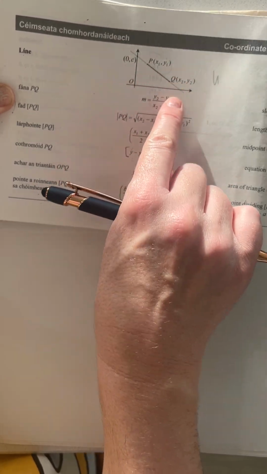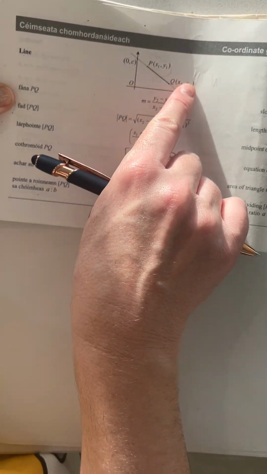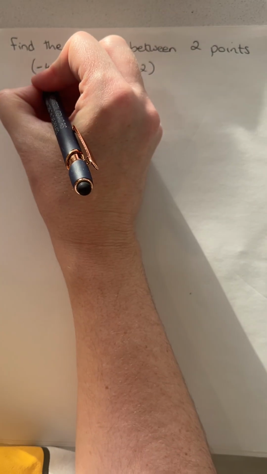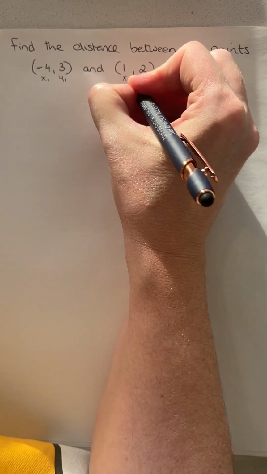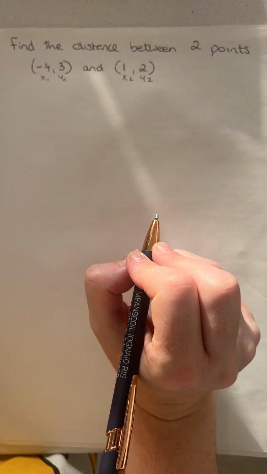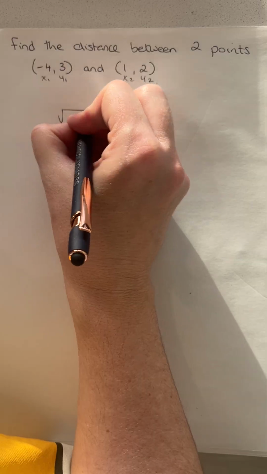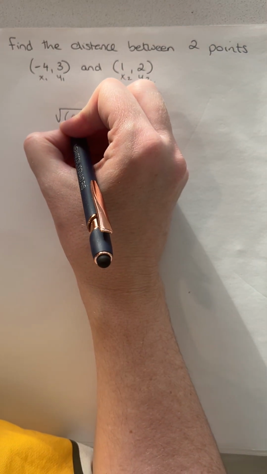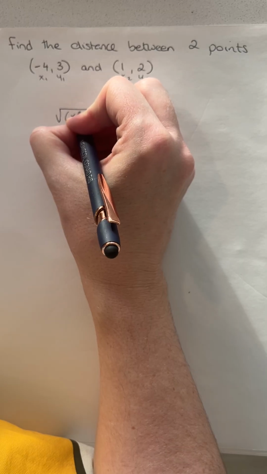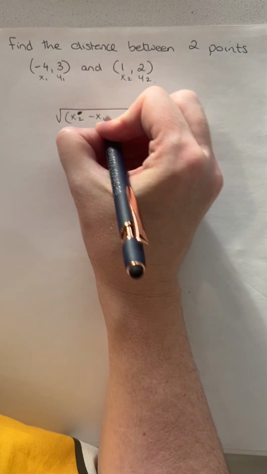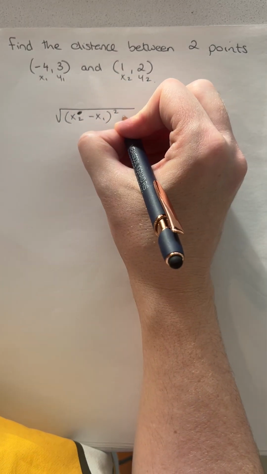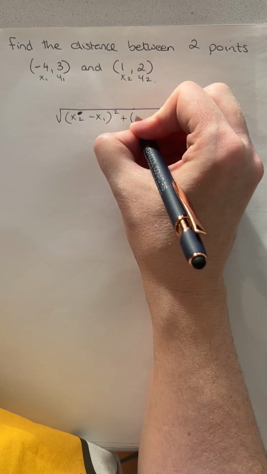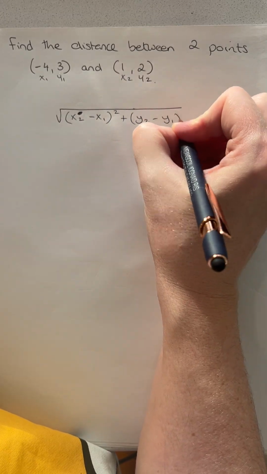I know now if I'm using a rule on this page, I must label my points. So I label it x1, y1, x2, y2. I take down my formula, the square root, and just take your time. Take everything down correctly. So x2 minus x1 to be squared plus y2 minus y1 to be squared.